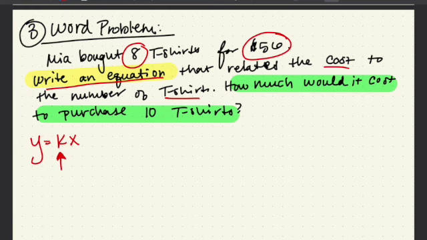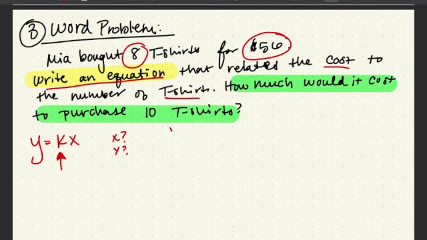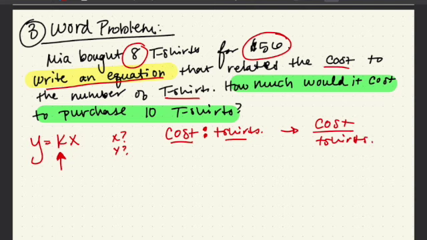All right, now what is x and what is y? How do we know that? Well, in the problem, it says the cost first, then the number of t-shirts. So the order that it's in matters. It says cost to the number of t-shirts. We could write it like this with the colon, cost to t-shirts, or we can write it as cost over t-shirts. Okay, and this makes sense because this is like saying the cost per shirt.